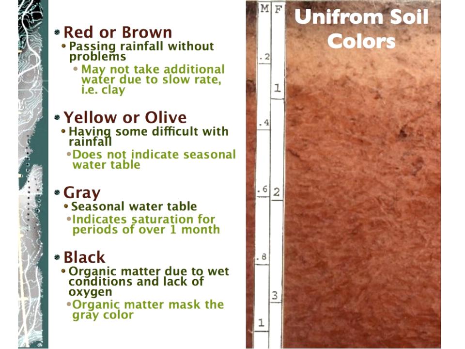Red or brown, passing rainfall without problems. Yellow or olive, having some difficulty. Grey, seasonable water table. Black, organic matter due to wet conditions and lack of oxygen.